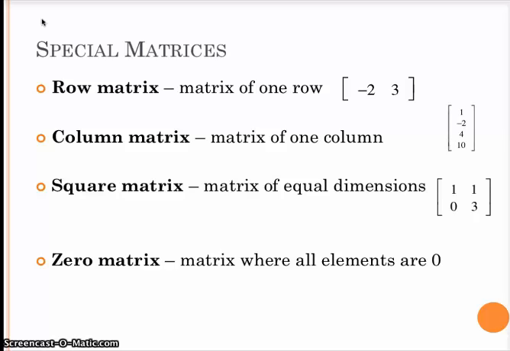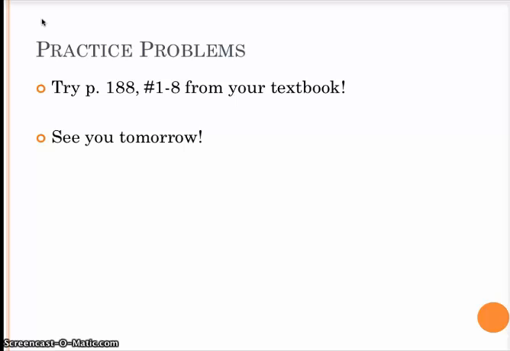Finally, the last special type of matrix is a zero matrix. And this is a matrix where all the elements are the number 0. So there's one. Its dimensions are 2 by 4, but it could have any dimensions. As long as all of the elements are 0, you have what we call a zero matrix. Okay? That's really all there is in section 4-1 that I want to show you on this video.